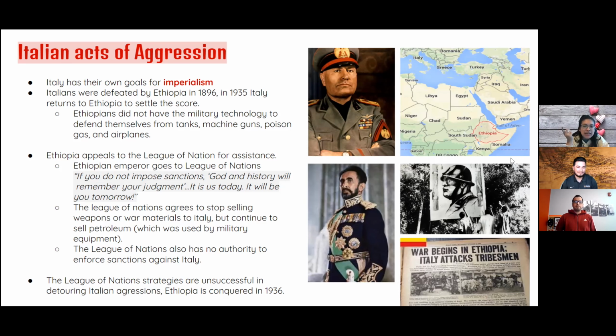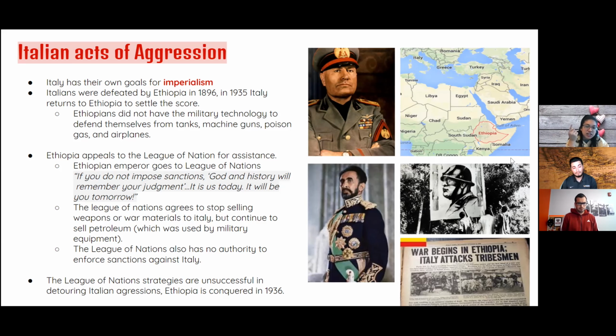The Ethiopian emperor goes to the League of Nations. That's him in his black uniform with lots of medals. And he says, if you do not impose sanctions, God and history will remember your judgment. It is us today, it will be you tomorrow. Keep that in your mind, right? He's saying, if you don't help us today, we may be defeated today, but tomorrow it will be you they are attacking. He's kind of foreshadowing what's going to happen in a lot of other places.